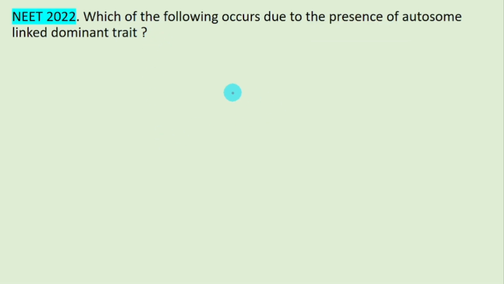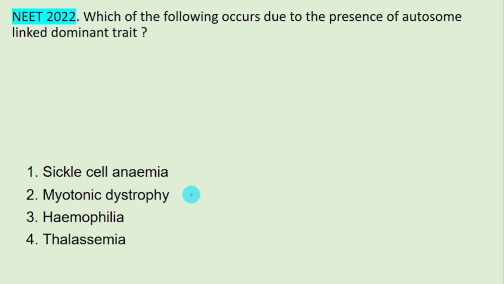Now based on this, we have this question asked in NEET 2022. Which of the following occurs due to the presence of an autosome linked dominant trait? Sickle cell anemia, hemophilia, thalassemia, all are recessive. This is the only one which is dominant, and it is autosomal dominant: myotonic dystrophy.